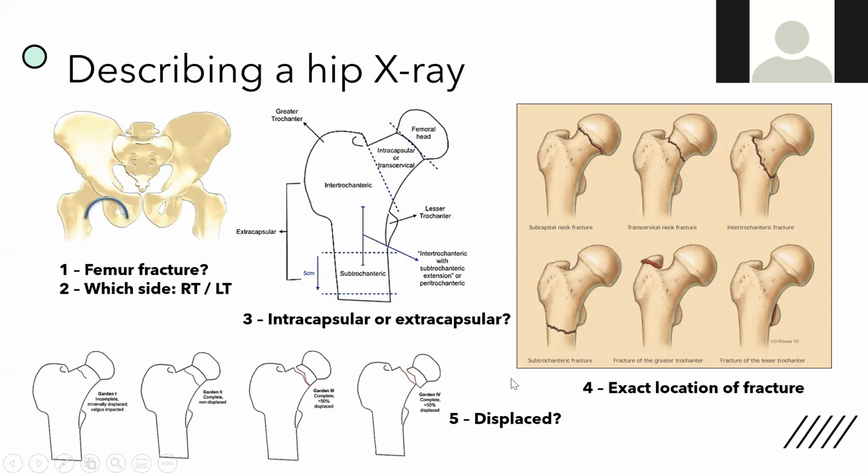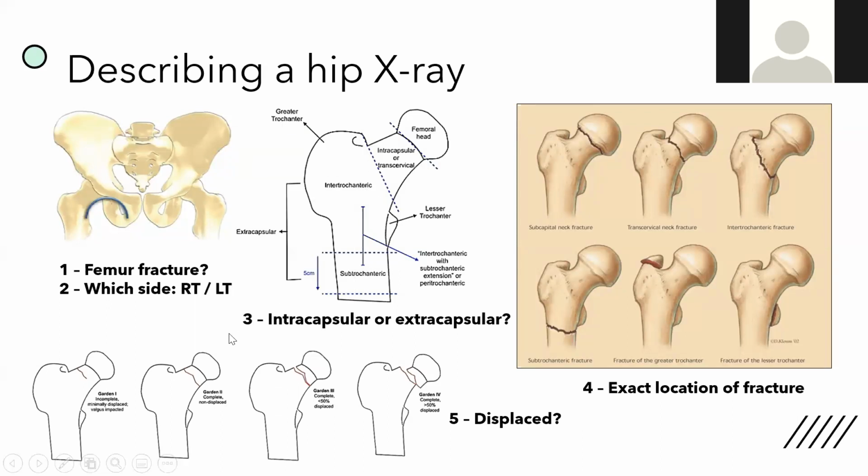So to interpret a hip x-ray, there are a few steps that I use to describe the fracture itself. So first of all, you need to identify where the fracture is. So in this case, is it in the femur? And which side is it, the right side or the left side? A good tool to check if there is a femur fracture is looking at Shenton's line, which is this here. It should be smooth and continuous like this. If there's a break in that, then you suspect that there's a femur fracture.